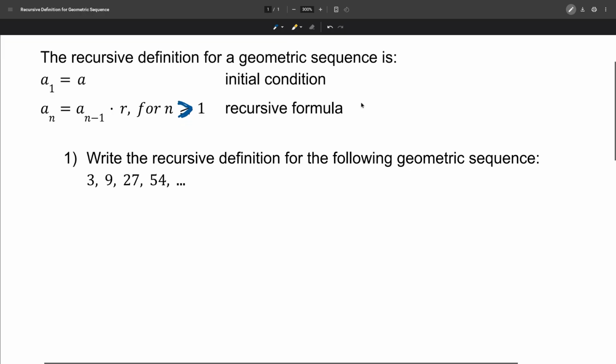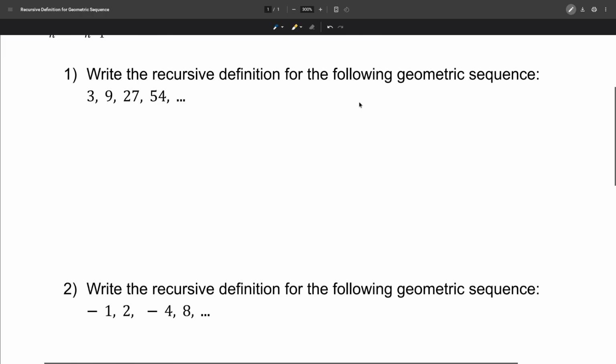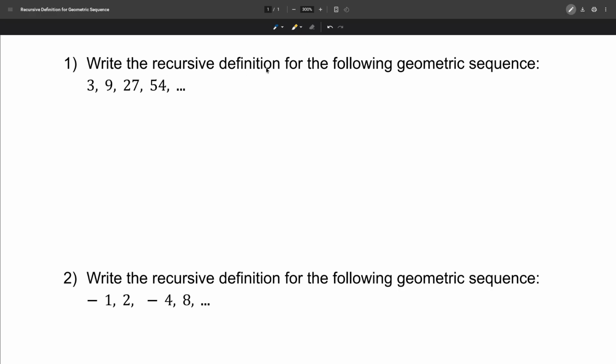All right, so let's go forward and see how to do this. So this first one says, write the recursive definition for the following geometric sequence. So first we want to figure out the common ratio r. So if I can take the second term here, 9, and divide by 3, that's going to give me a common ratio of 3.